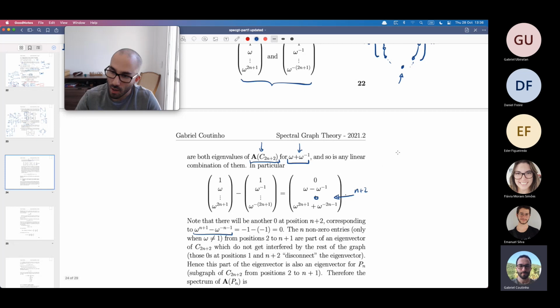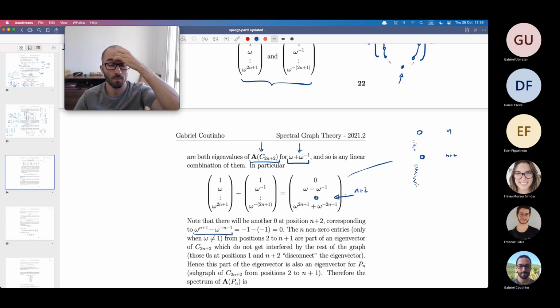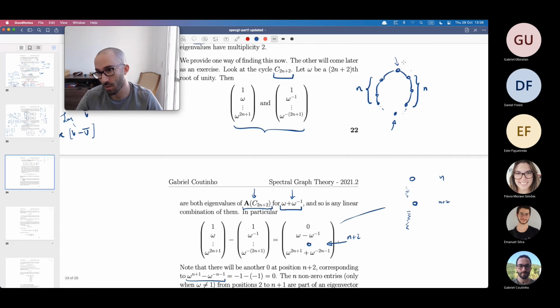So this vector here has 0 in the first position, a bunch of things, 0 in the n plus 2 position, and then a bunch of things. So this is basically saying that the eigenvector which assigns to these vertices 0, a bunch of things, 0, and a bunch of things, is an eigenvector for this graph.